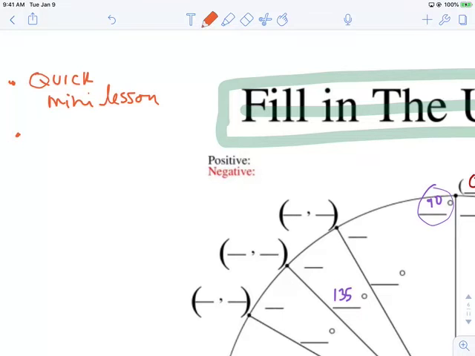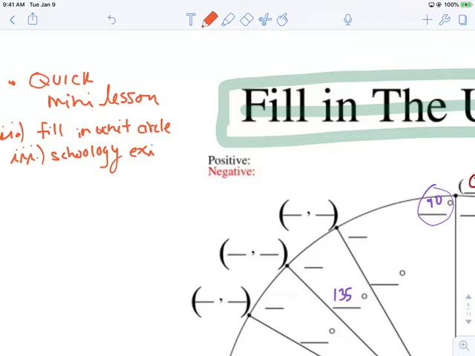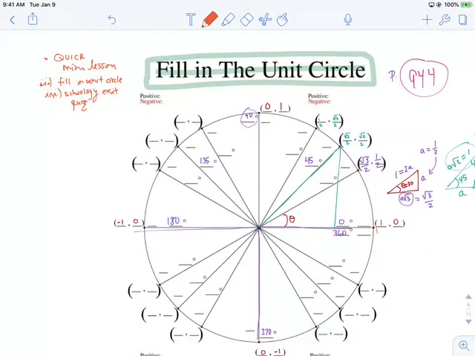Two other things you have to do in whatever order you want. Fill in the unit circle one more time. If you can do it by memory, that's great. And then you have to take a Schoology exit quiz, which is review for our upcoming assessment. That'll be open through the night, but you should get started on it here, because it's only going to be open for today.